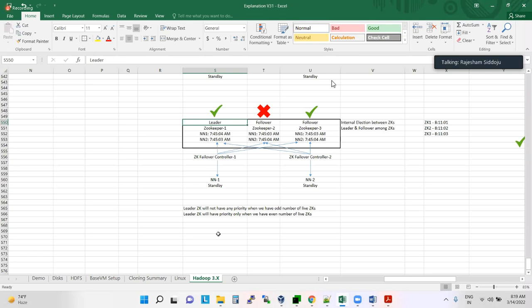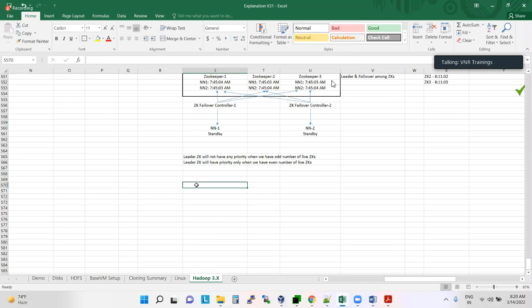Sir, in a real-time situation, for example, name node 1 will be active. When it is going on, suddenly the leader zookeeper, the first one, is down. Sir, see, status changes will come into picture only when we restart the cluster.